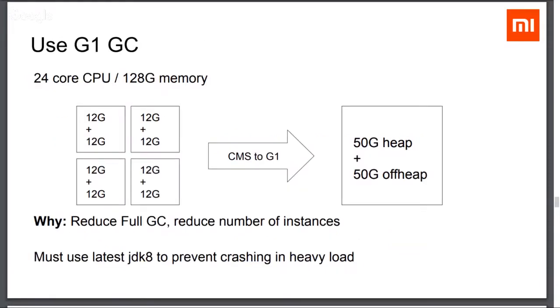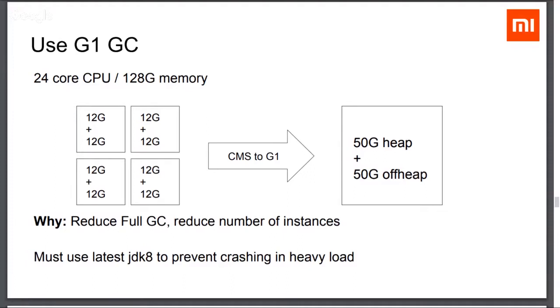Another work we did is use G1 rather than CMS. When we use CMS, we have to run 4 region server instances in one machine to make use of 128 GB memory, because CMS cannot handle a large heap, and CMS cannot compact the heap. So if there are many fragments in the heap, the JVM has to do a full GC, and it is a large stop-the-world time.